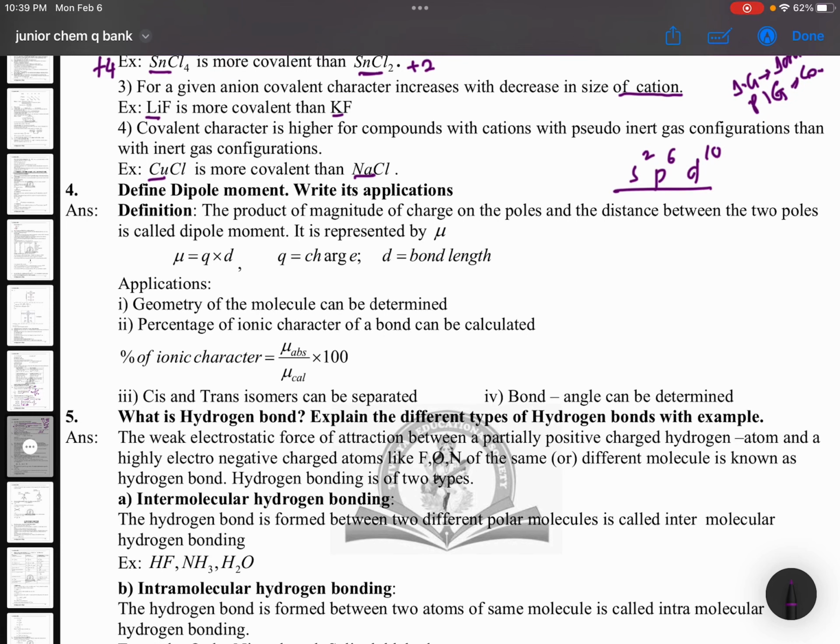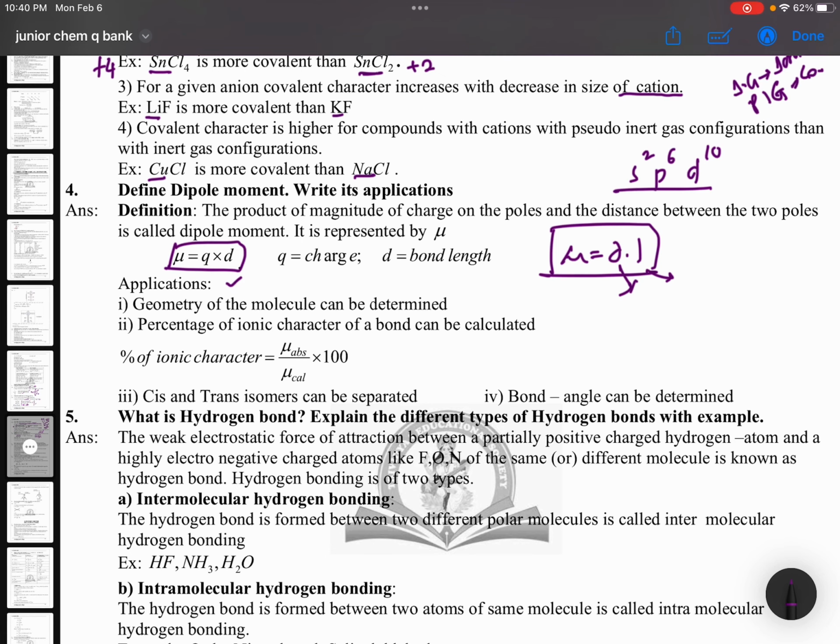Okay. Fourth question. Define dipole moment. Write its applications. The product of magnitude of charge on the poles and the distance between the two poles is called dipole moment. Mu is equal to q into d, or you can write mu is equal to delta into L. Anything is fine. Delta is charge, L is length, or is a distance.